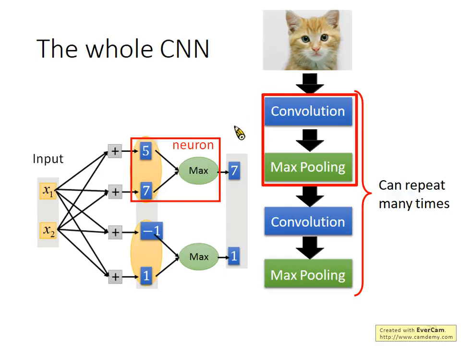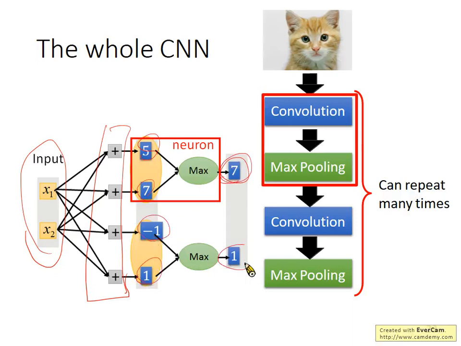Okay, so let's revisit the whole idea. Given the input image, we do convolution and then max pooling. This is the convolution part. For max pooling, assume we have 5 and 7, and then after max pooling we have only 7, and for this part we have only 1. This structure has been introduced previously. This is actually a maxout network. So you can see that the convolutional neural network is actually a special case of maxout network.